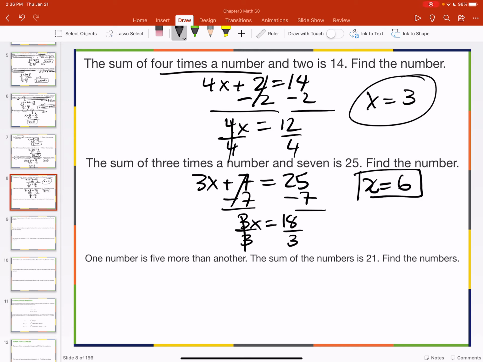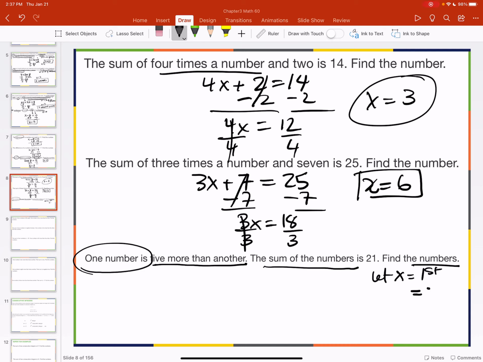Okay? All right. Now it says one number is 5 more than a different one. The sum of the numbers is 21. Find the numbers. So there's two numbers. So let x equal the first number. But then what is the second one? It says one number is 5 more than the other. So it doesn't matter which one, right? Because you can say this is the first, this is the second. So if I say the other is the first one, the other number is going to be 5 more than that.